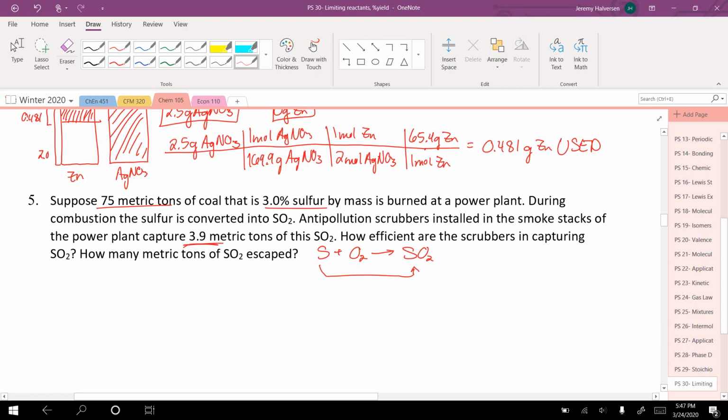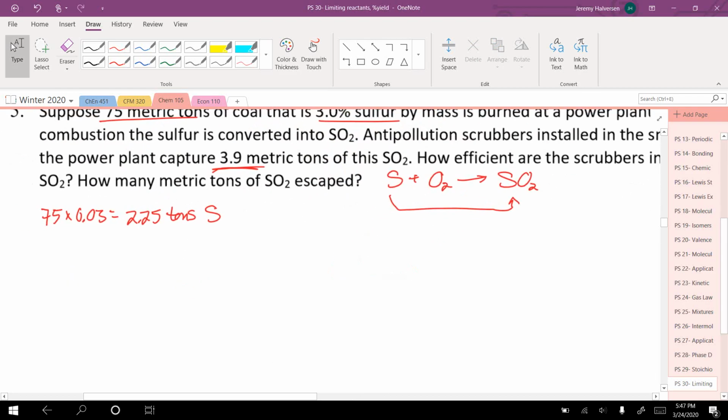All right, so I've got 75 metric tons of coal, but coal is not in this equation. I'm burning the coal, but this reaction is about the sulfur. And so I'm just going to quickly take my 75 metric tons and get the 3% of it, which is 2.25. So I got 2.25 tons of sulfur. That's my starting value. I've got to find out how much SO2 that's going to make when we burn it.